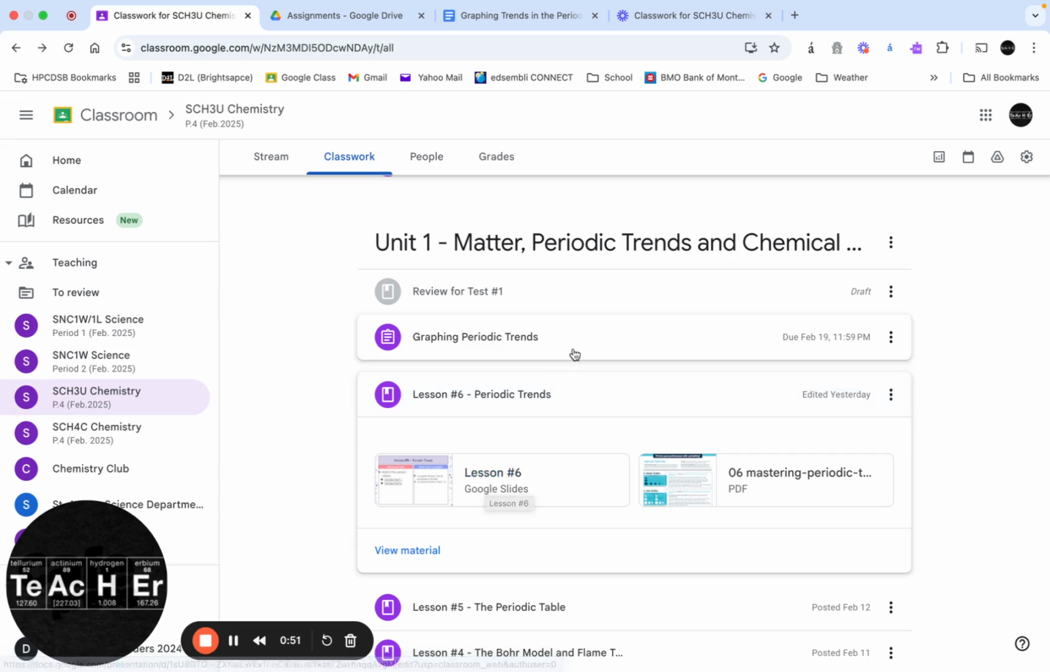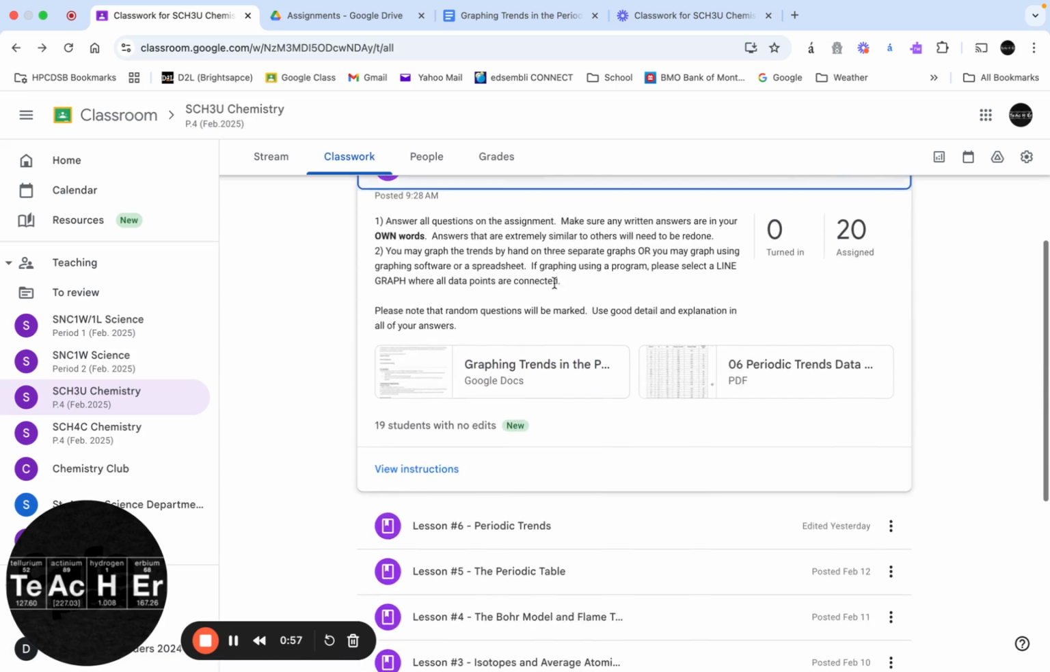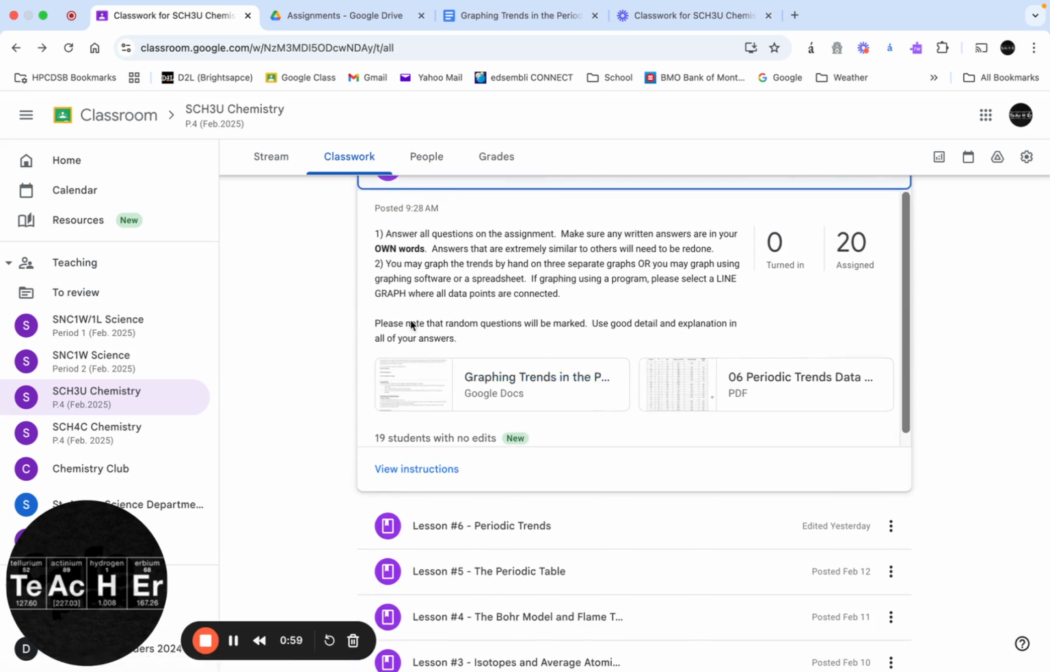And today what we are going to do is graph the trends. So you have been assigned this graphing assignment, and I have the instructions listed here for you. It says answer all questions on the assignment, and make sure any written answers are in your own words.